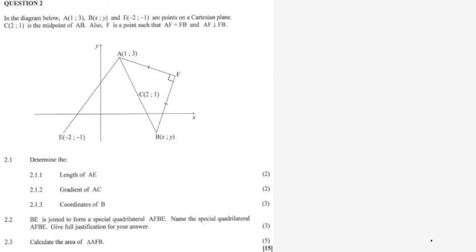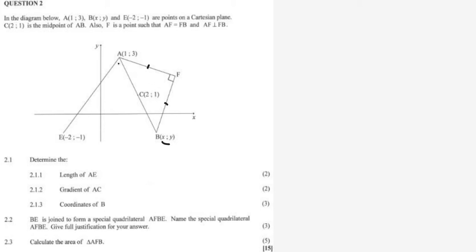And the question here, let's get it started. In the diagram, this is the diagram. A is (1, 3). These are the coordinates for A. B has unknown coordinates, and this one has known coordinates of (-1, -1). They are points in the Cartesian plane. C is the midpoint of AB. Point F is such that this one is equal to this one.